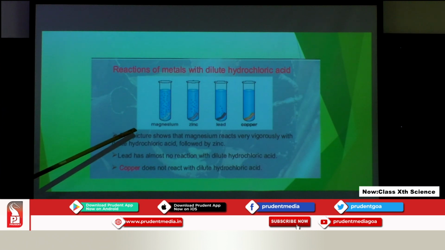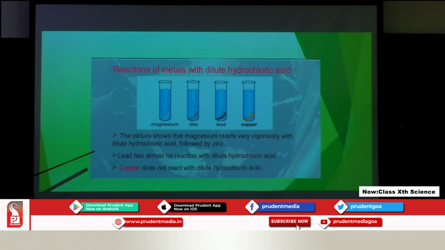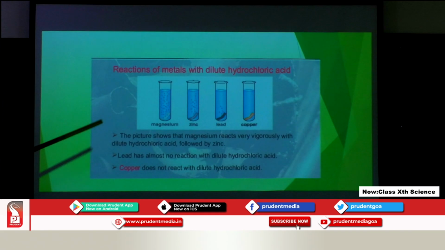In the first test tube we have put a sample of magnesium. The sample should be very clean. If it is not clean, we can rub it with the help of sandpaper. Here we have put magnesium, zinc, lead and copper. And after putting the samples, we have to put HCl, that is hydrochloric acid, in the test tube.